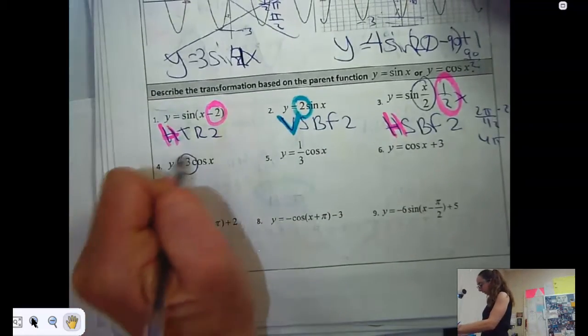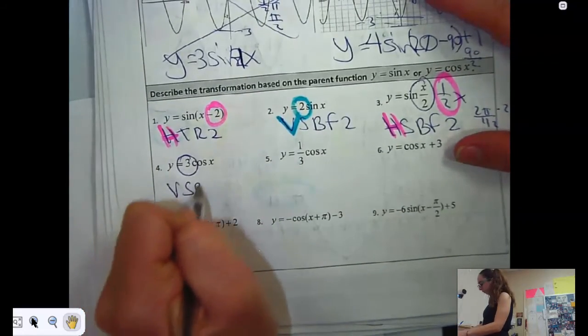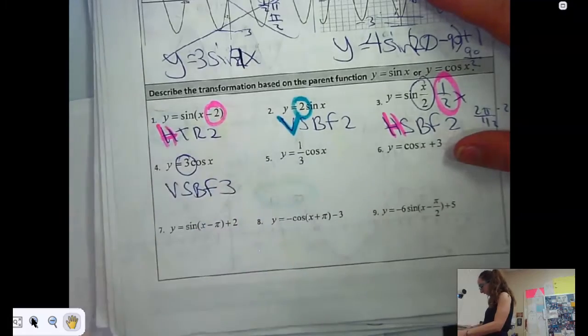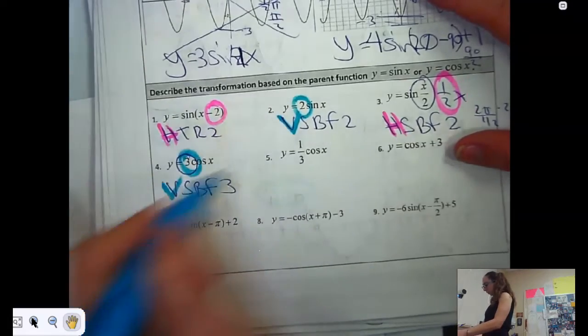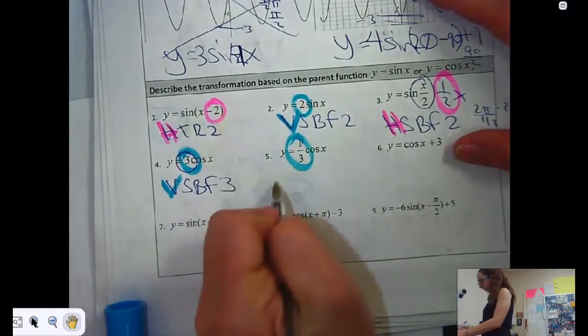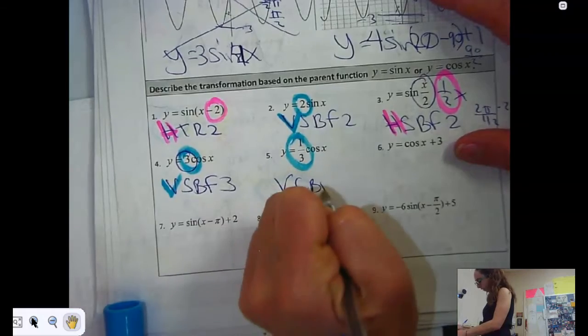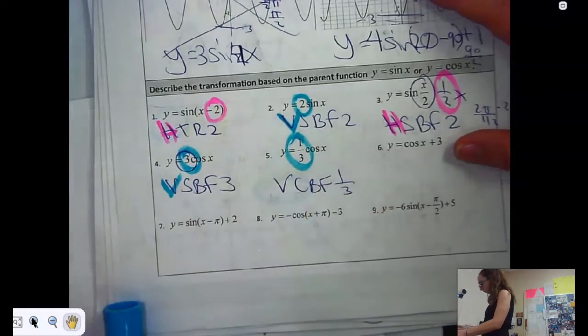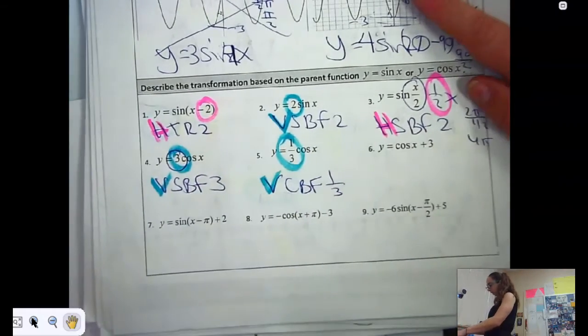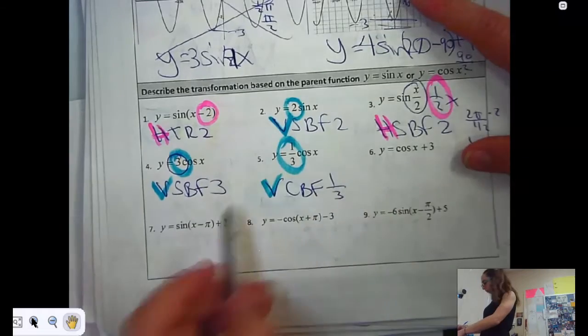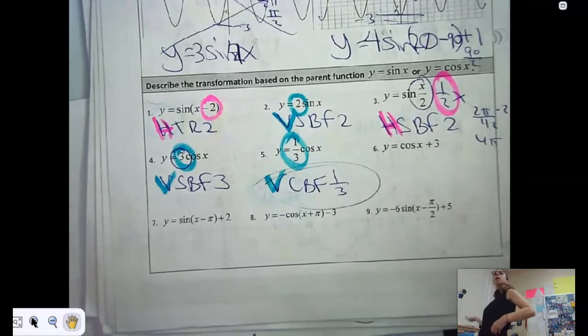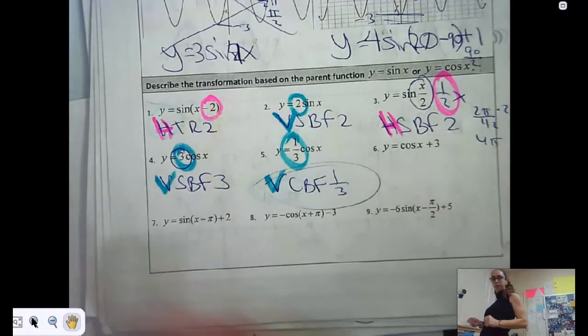So what would this one be? Good. Vertical stretch by a factor of 3. What would it be this time? Vertical compression by a factor of 1/3. Okay? On your homework, if you write this, you will not receive full credit. I don't know what that means. But for time, you guys get the game, and it's easier to read my writing that way.